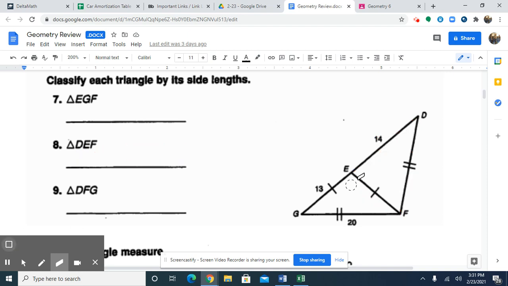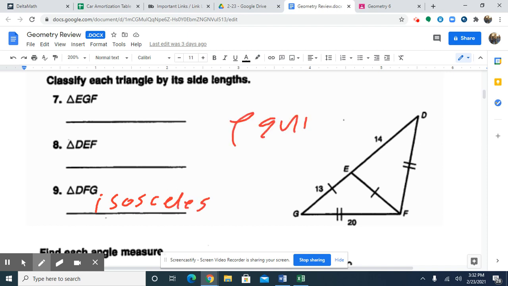And finally, we have triangle DFG, which is the entire thing. We can say that we have 2 equal sides again, and then the last side, which is longer. Therefore, this is also an isosceles triangle. If all sides are equal, then we would call that an equilateral triangle.